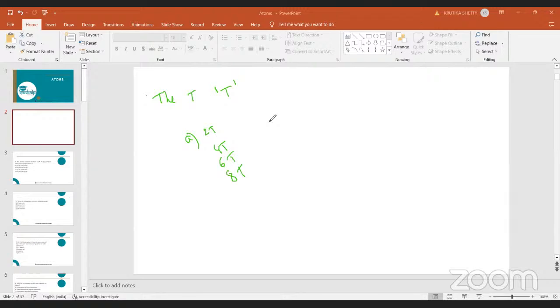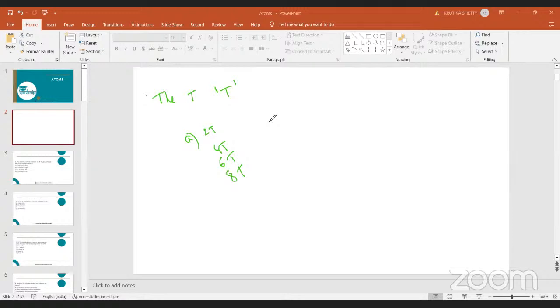Okay, the question is, the period of revolution of an electron in the ground state of hydrogen atom is T, capital T. The period of revolution of the electron in the first excited state is?